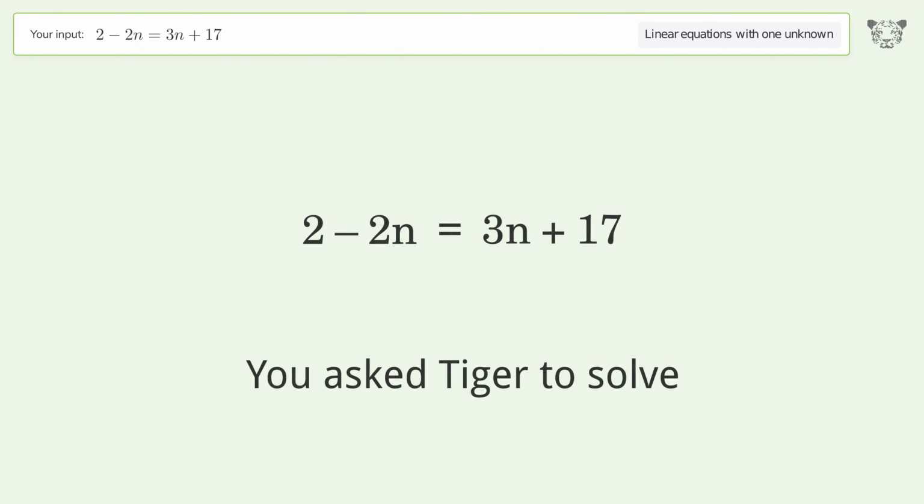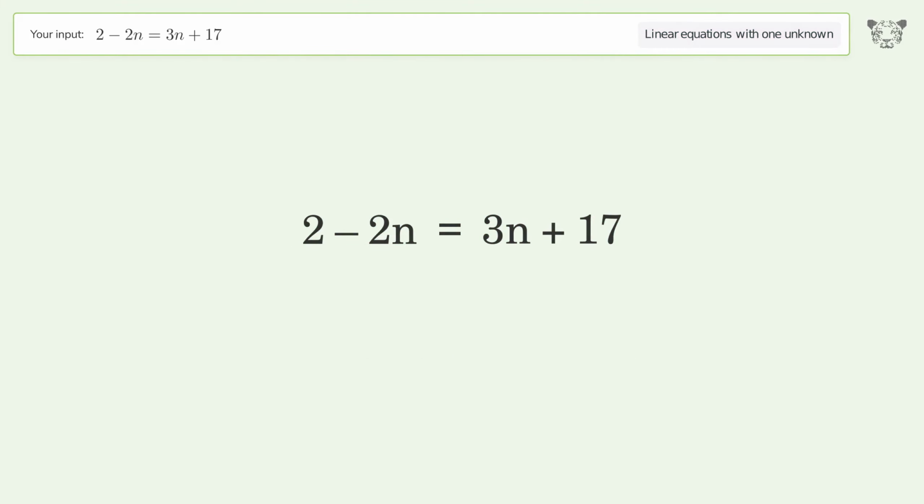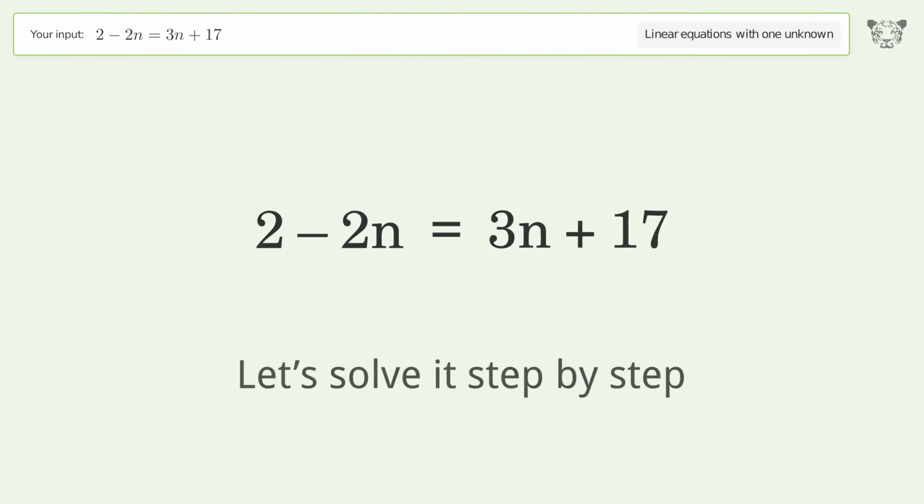You ask Tiger to solve. This deals with linear equations with one unknown. The final result is n equals -3. Let's solve it step by step.